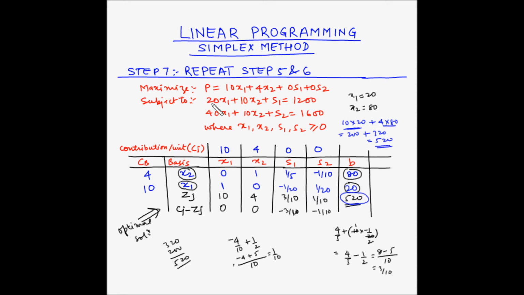Actually, let's validate that by putting these values of x1 and x2 in these constraints. So let's take the first constraint, 20 multiplied by x1 is 20 multiplied by 20, which is 400, plus 10 multiplied by 80, which is 800. So this itself becomes 1200, which is the maximum capacity of the blanking shop. Now the second constraint, 40 multiplied by x1, so 40 multiplied by 20, which is 800, plus 10 multiplied by 80, which is 800. This becomes 1600, and that is the maximum capacity of the gear shop. So here also there is no unused capacity.